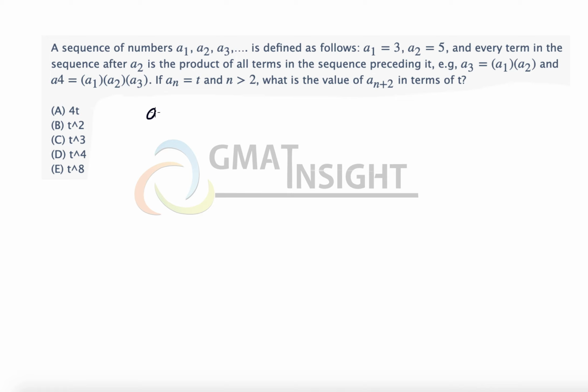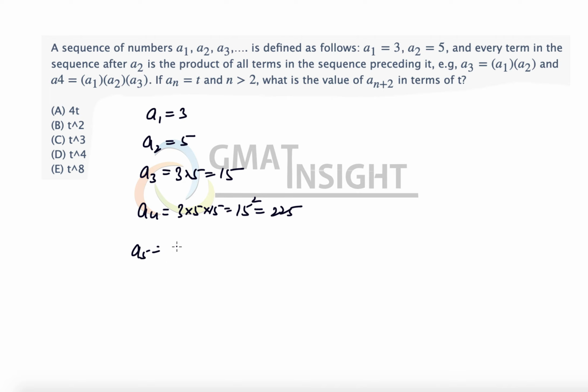Alright, so a1 is equal to 3, a2 is equal to 5, which means a3 will be the product of the previous two terms, which means 3 into 5, that is equal to 15. A4 will be equal to product of all these numbers, that means 3 into 5 into 15, which is actually 15 square, 225.